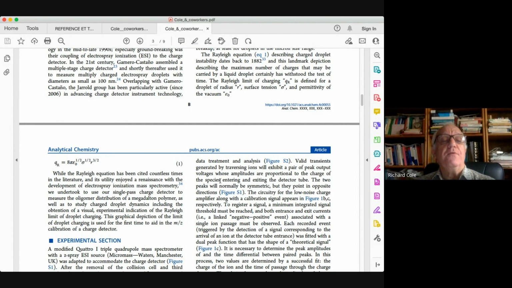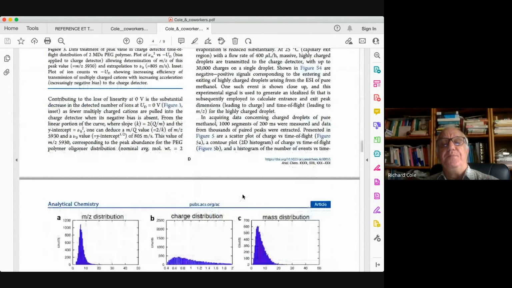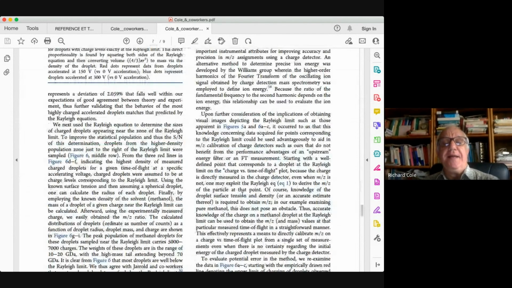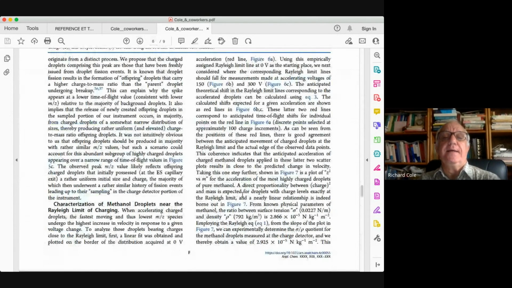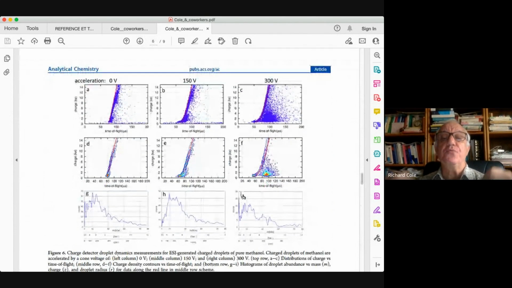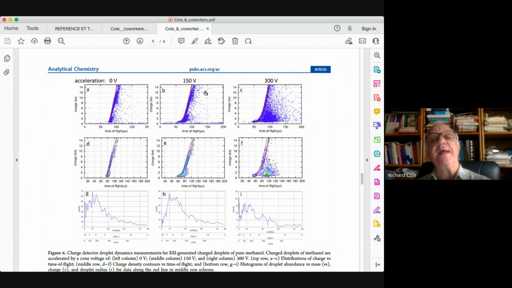So what we decided to do was some more measurements, to see if we could really prove that these points were at the Rayleigh limit. Here I've got another scatter plot. What we're doing here is we're accelerating these droplets to different values, and we've changed our acceleration method a little bit. We're using the cone voltage setting on our electrospray source to increase the acceleration.